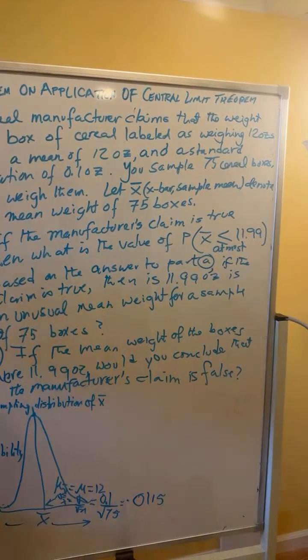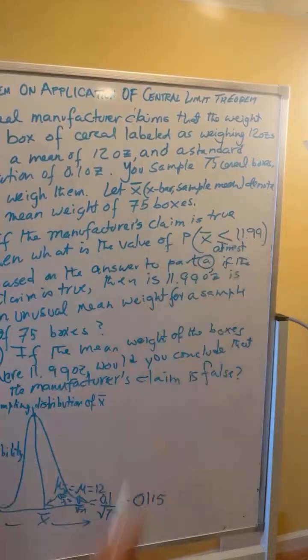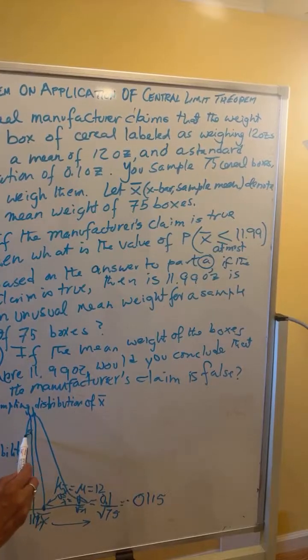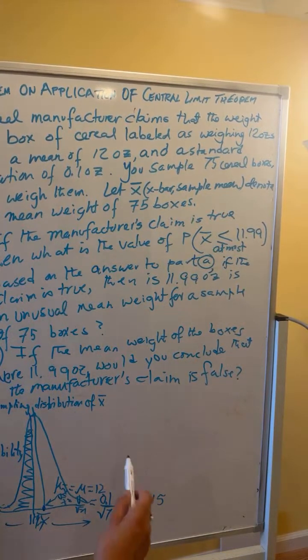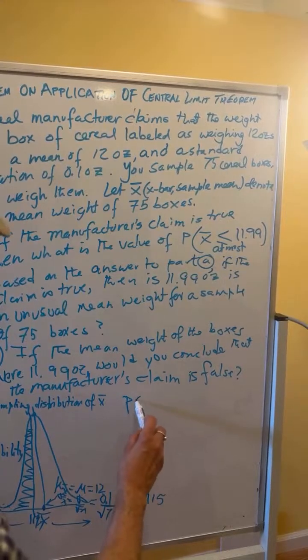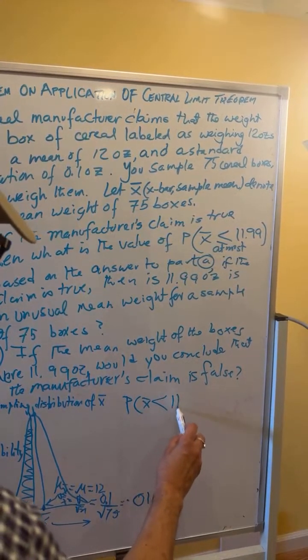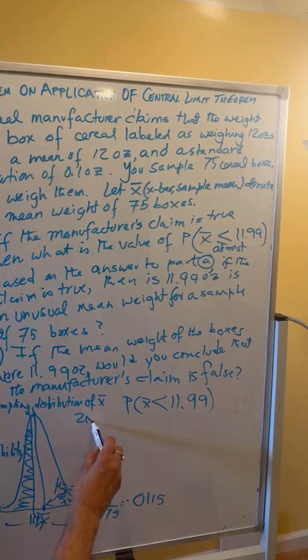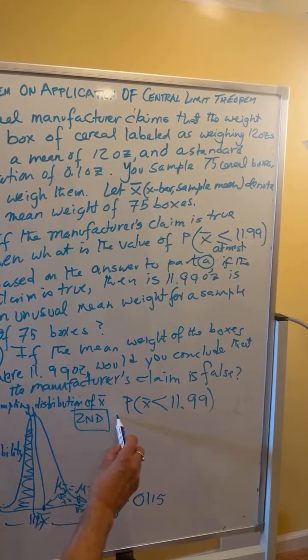Now for part A, you want to find the probability that x bar is less than or equal to 11.99. The center is 12, so 11.99 will be on the left of the mean, and we want to find the area to the left of 11.99 under the sampling distribution curve. So, probability x bar less than 11.99. Again, use your TI-84 calculator. Press the second button, then the Vars button, which is in the third row.